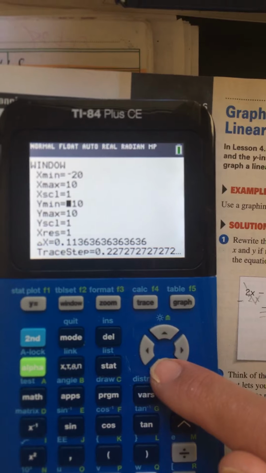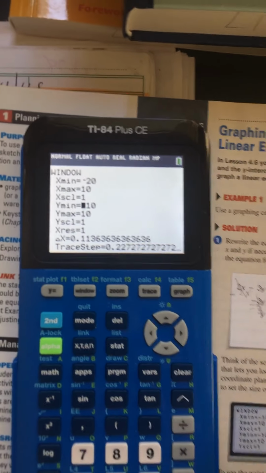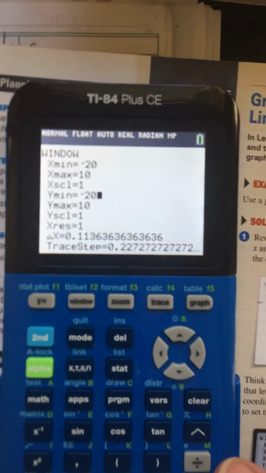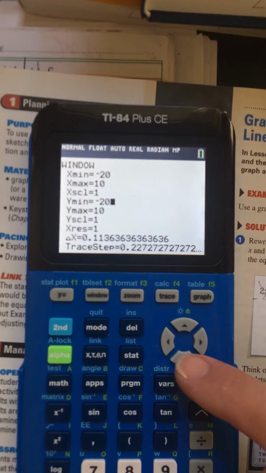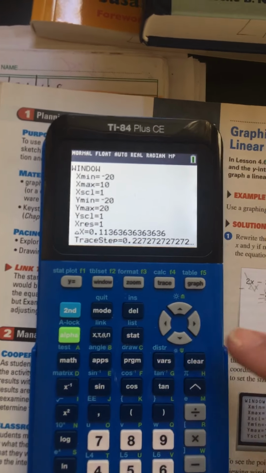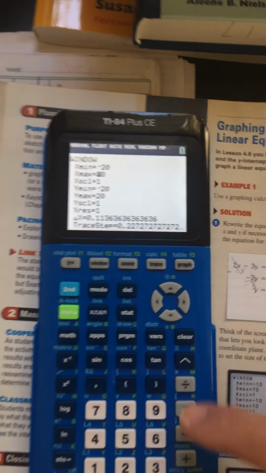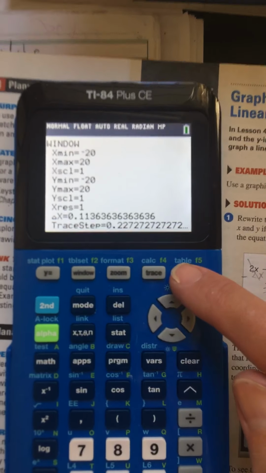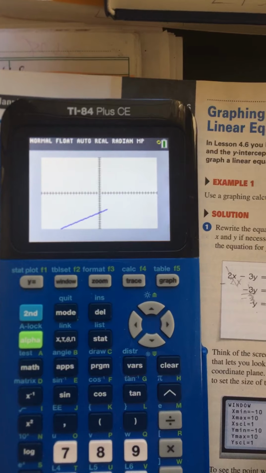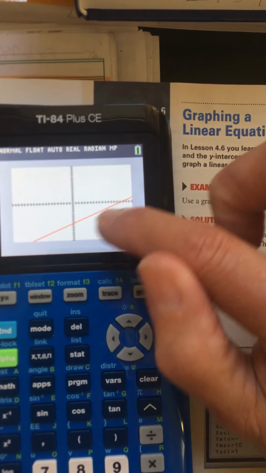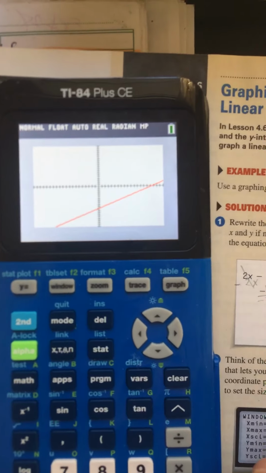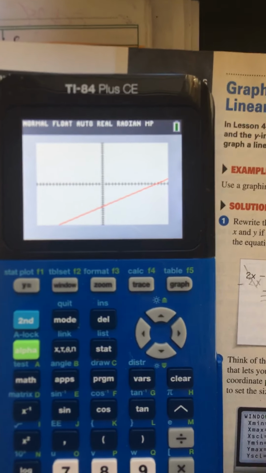My y minimum, I think it maybe needs to go more negative. So I'm going to make that negative 20. And I'm going to make my y max 20. Let's make everything 20. Let's go up here and make that one 22. So now we're going to try it again and see how it looks. Ta-da! That's good. You want it to be where you can see it crossing the axes. All right, so that looks good.